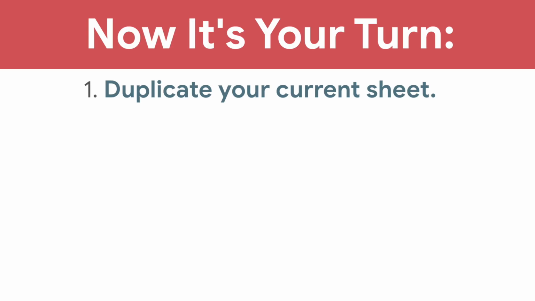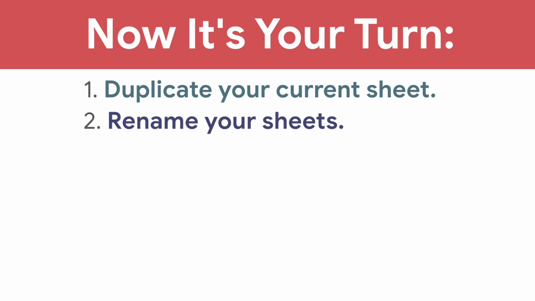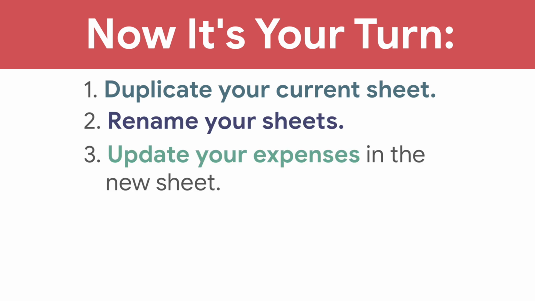Continue to duplicate sheets and update expenses as you extend your budget from month to month. Tracking your expenses over time shows you in detail what you spend your money on and helps you manage your personal finances. Now it's your turn. Duplicate your current sheet, rename your sheets, and update your expenses in the new sheet.